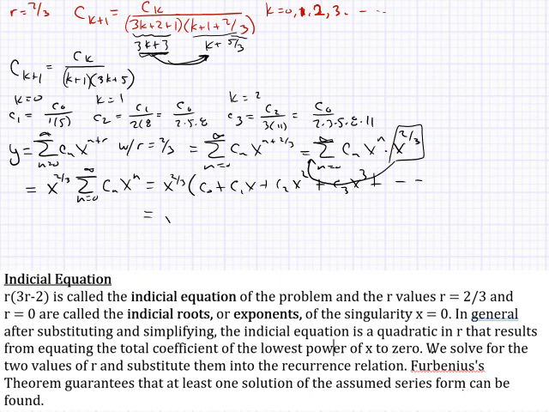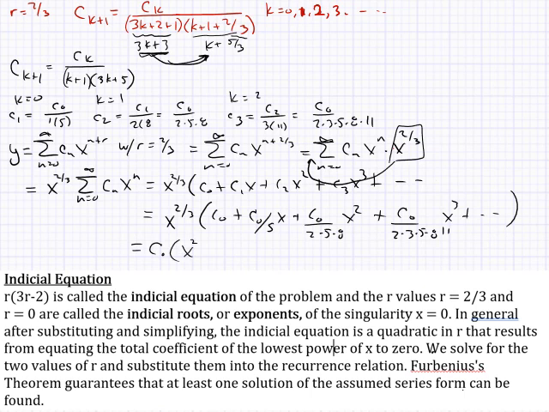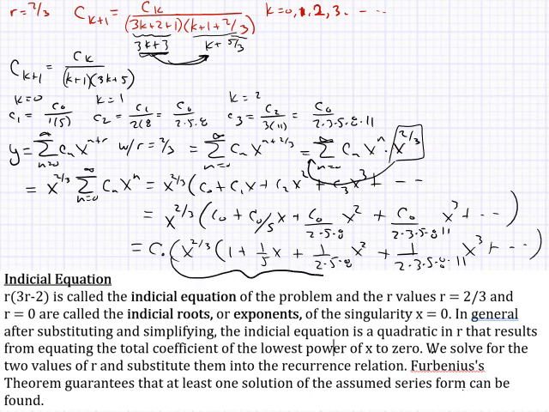And what that would give me would be x to the 2/3 times c sub 0 plus c sub 1 was c sub 0 over 5 plus c sub 2 was c sub 0 over 2 times 5 times 8 plus c sub 3 was c sub 0 over 2 times 3 times 5 times 8 times 11, and that pattern would just continue. If I then factored out a c sub 0, I would have x to the 2/3 still times 1 plus 1/5 x plus 1 over 2 times 5 times 8 x squared plus 1 over 2 times 3 times 5 times 8 times 11 x cubed, etc. And the 2/3 included, but this whole thing is now another solution. That's a second power series.